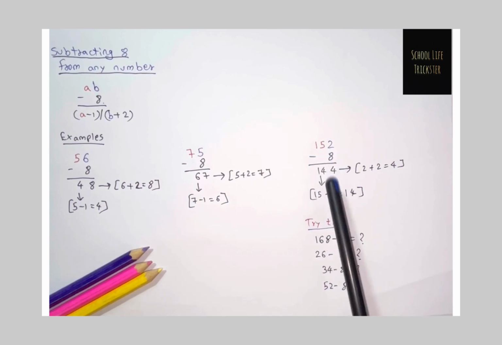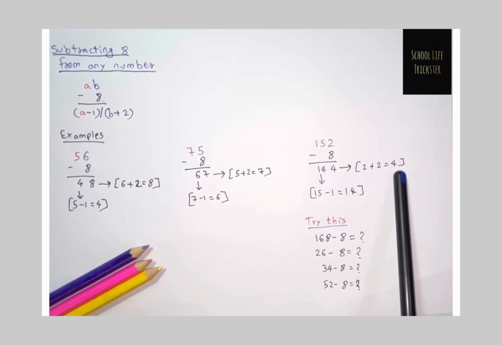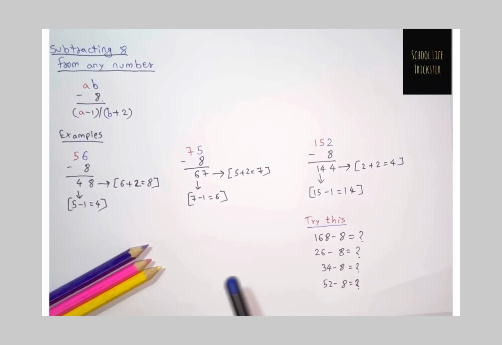152 minus 8, that is 144. 2 plus 2 is 4 and 15 minus 1 is 14. Try this.